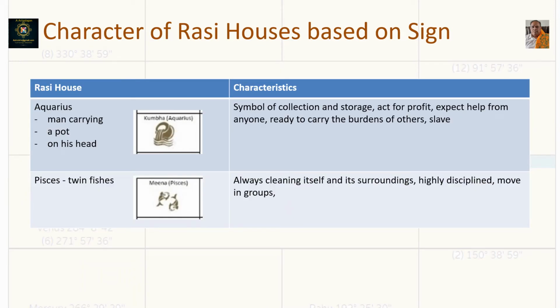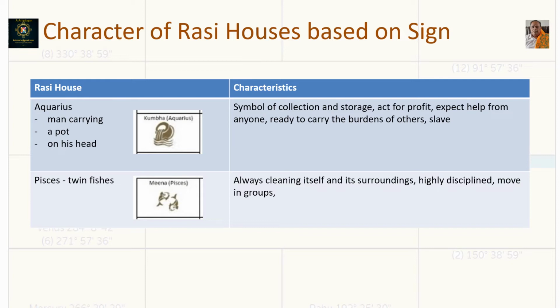Then we have the Aquarius, Kumbha Rasi, the pot with water, and it is a symbol of collection and storage. They act for profit, expect help from no one, and are ready to carry the burden of others, because they will work like a slave. So that is another feature of Kumbha Rasi. Then comes the Meena Rasi, which is two fishes. Fishes clean themselves and their surroundings, so they are highly disciplined. They cannot tolerate a small mistake. They are highly disciplined people, and they also move in groups. So these are the characters of the Rasi houses.